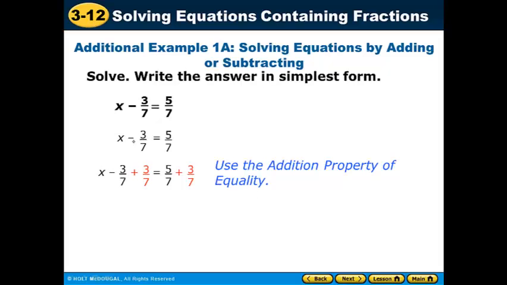Once we add 3/7 here and we add 3/7 to the 5/7, then the 3/7 over here will cancel each other out. That's 0. Negative 3/7 plus 3/7, those two are opposites. They will cancel each other out. And then we just add the fractions normally. Since the fractions have the same denominator, we just add them. 5 plus 3 is 8, so we get 8/7, or we can change it to a mixed number, 1 and 1/7.